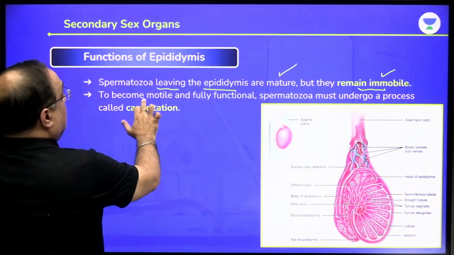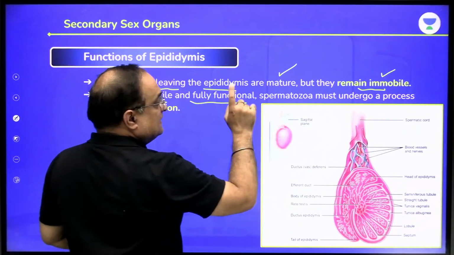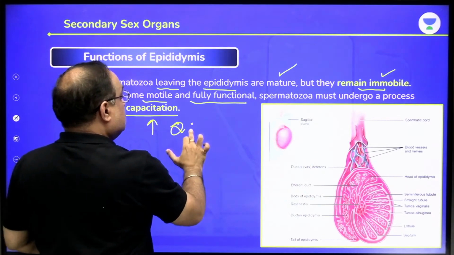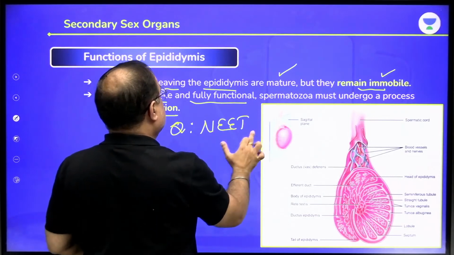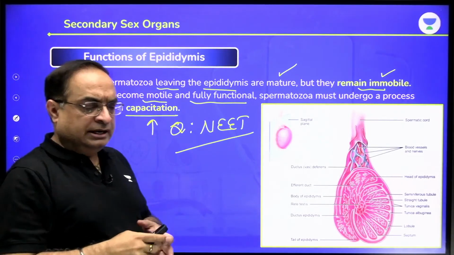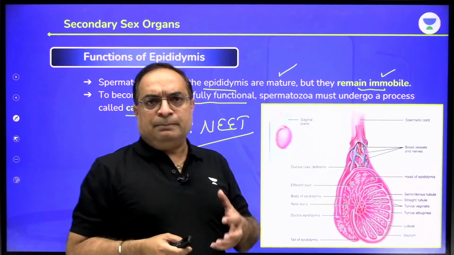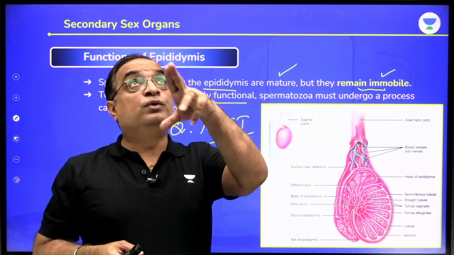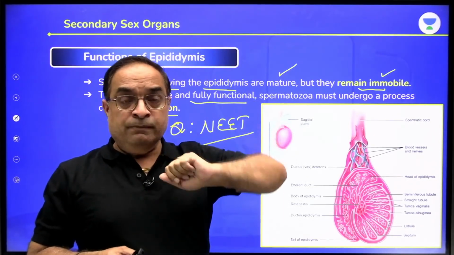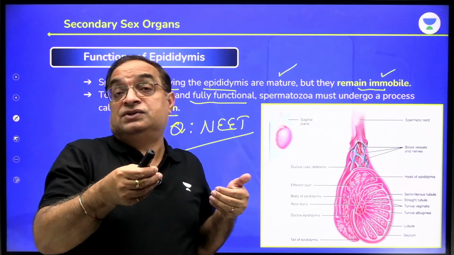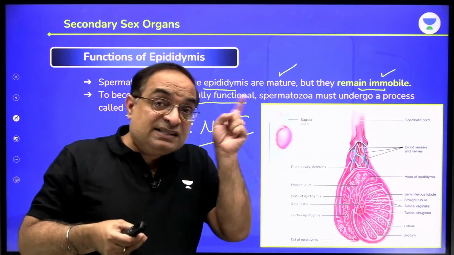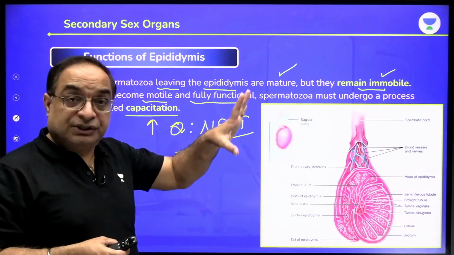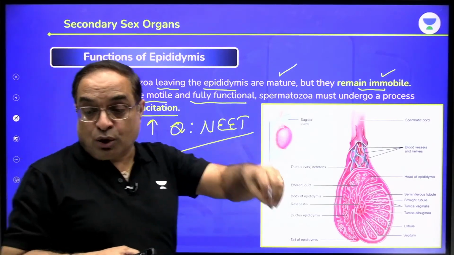Okay. To become motile and fully functional, spermatozoa must undergo a process called capacitation. This is very important. We will discuss capacitation. What is capacitation? During sexual intercourse, when the semen, the male reproductive fluid, is deposited in the vagina of the female, then sperms move upward through the cervix, uterus and go to the fallopian tube. When they are moving through the different regions of the female reproductive system, sperms undergo capacitation. So capacitation is the process of final maturity which enables sperms to cause fertilization.